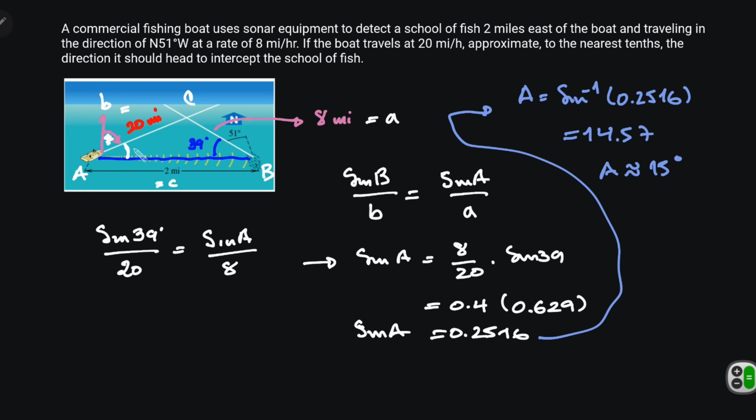Now, 15 degrees is this, right? So since the whole angle between the cardinal points is 90 degrees, 90 degrees minus 15 is going to be 75. So the direction is going to be 75 degrees. Now, since it's going northeast, then it's going to be north 75 degrees east. This is our direction, or the direction of the boat.